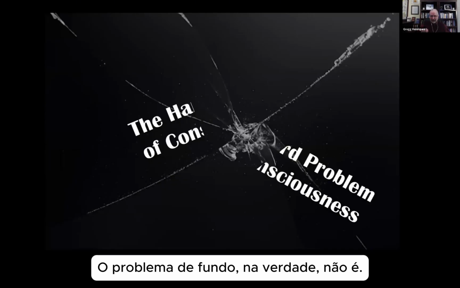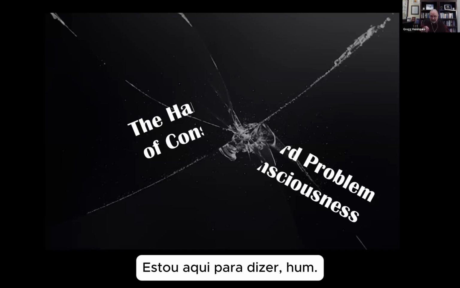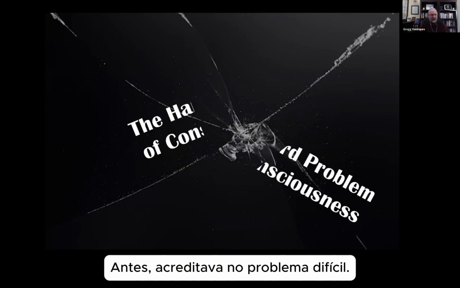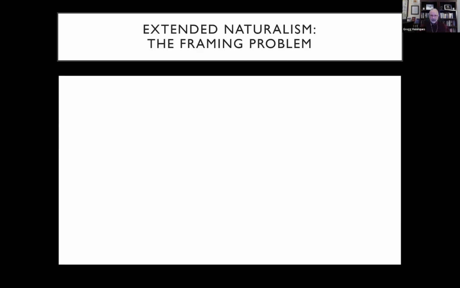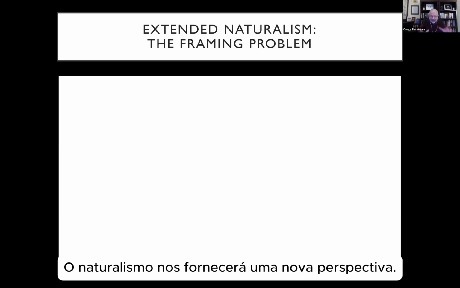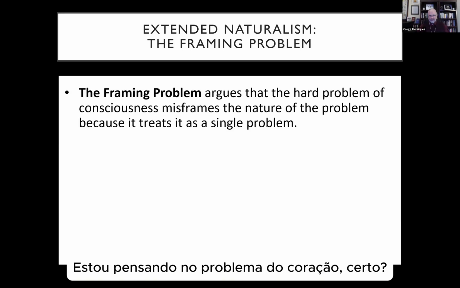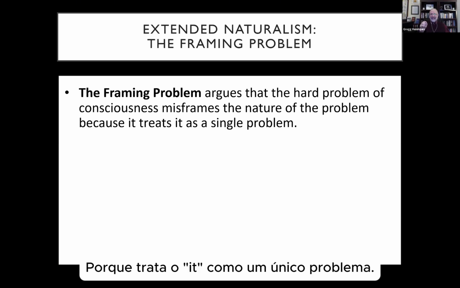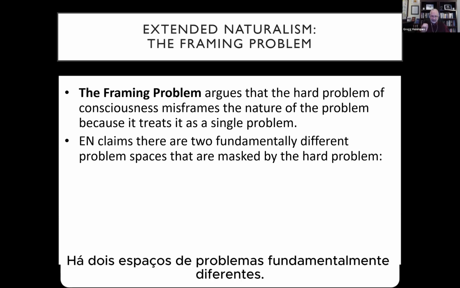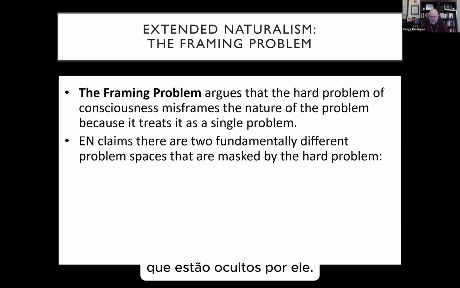The hard problem fundamentally is not, I'm here to say, after a year of study, I used to believe in the hard problem, but the hard problem is not properly framed. Extended naturalism is going to give us a different frame on thinking about the hard problem. Okay? It argues that it misframes the nature of the problem because it treats it as a single problem, when in fact there are 2 fundamentally different problem spaces that are masked by it.